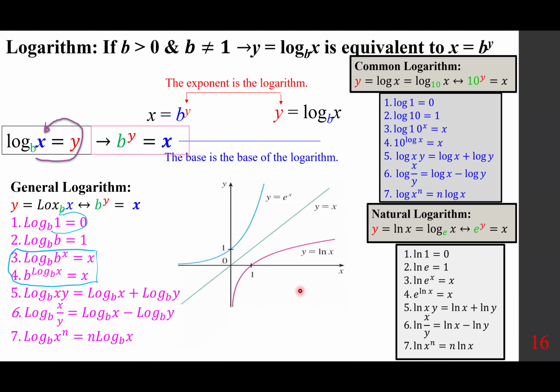As an example, y equals e to the power of x and y equals ln x. The two functions are inverse functions, therefore symmetric with respect to the line y equals x. Change of base formula: log x base b equals log x over log b. You choose the same base, for example, base a for it. However, we normally choose either common log base 10 or natural log base e for the sake of evaluation.